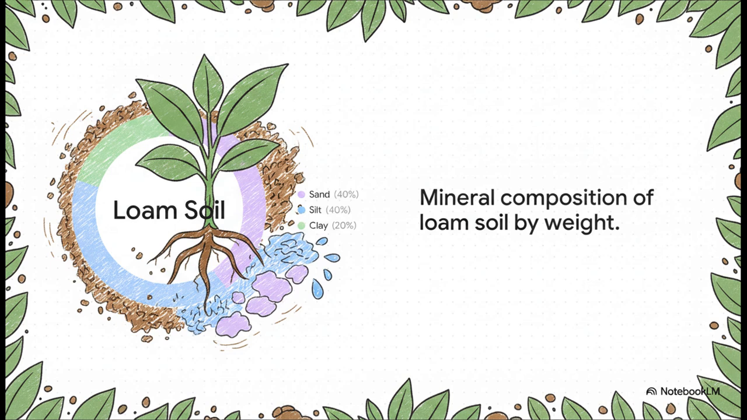Next up, we arrive at what most gardeners consider the absolute holy grail: loamy soil. Loam is the ultimate compromise. By weight, its ideal mineral composition is about a 40-40-20 split, so that's 40% sand, 40% silt, and 20% clay. This highly specific recipe borrows the drainage of sand, the nutrient retention of silt, and the moisture-holding power of clay. It creates a perfectly balanced home for plant roots.